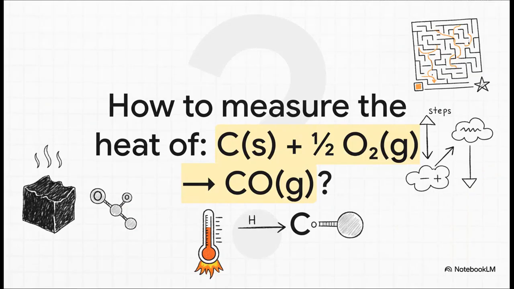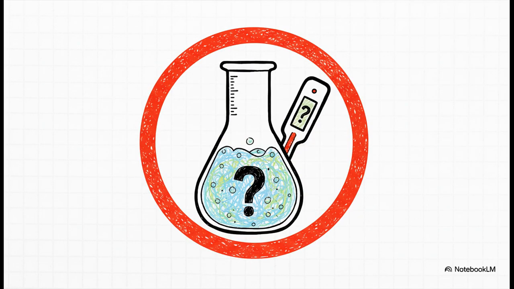So, let's kick things off with a classic puzzle. On the screen, you see the reaction for making carbon monoxide from solid carbon and oxygen gas. Looks pretty simple, right? All you want to know is how much heat this thing gives off or absorbs. But, of course, there's a catch. And the catch is a big one. You can't do it. I mean it.